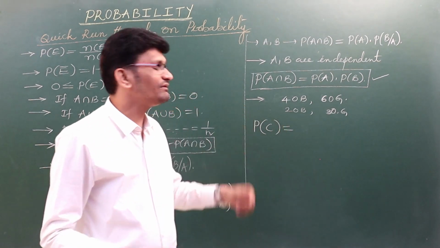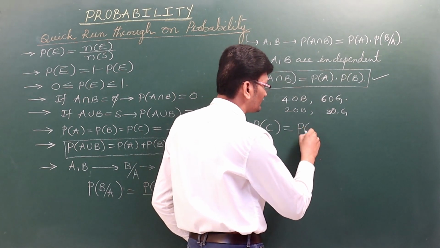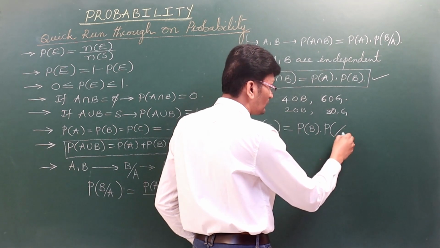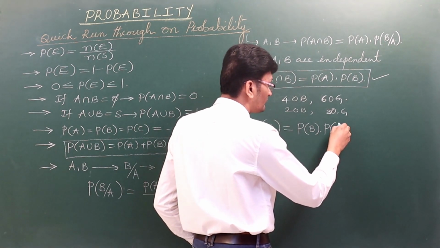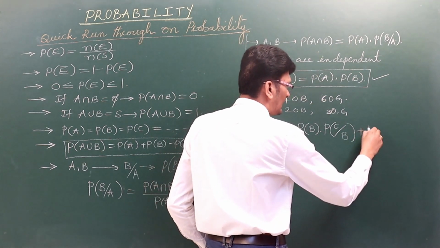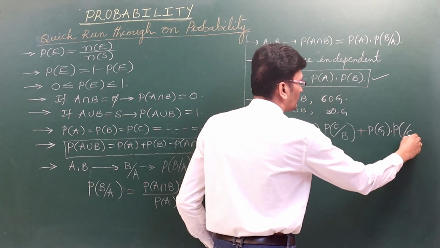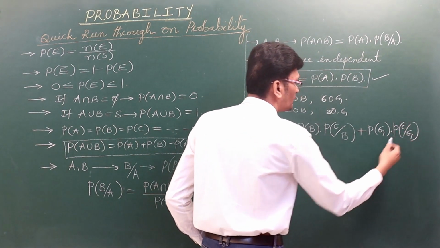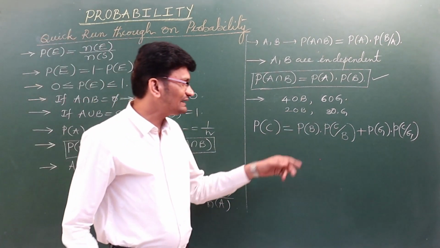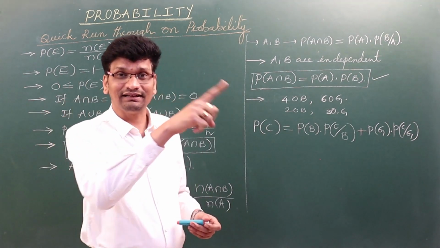So I am taking that event as C. Now how many possibilities are there? The selected person may be a boy, P of B. Yes, I know the selected person is a boy. Then what is the probability that he knows cricket? Or I selected one girl, then I know the person is a girl, then what is the probability that she knows cricket? So how are we collecting the persons who know cricket? We are collecting from boys and girls.